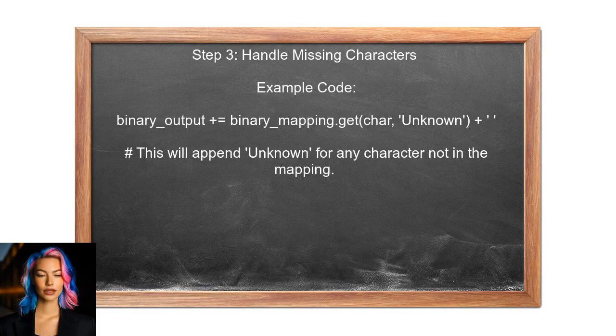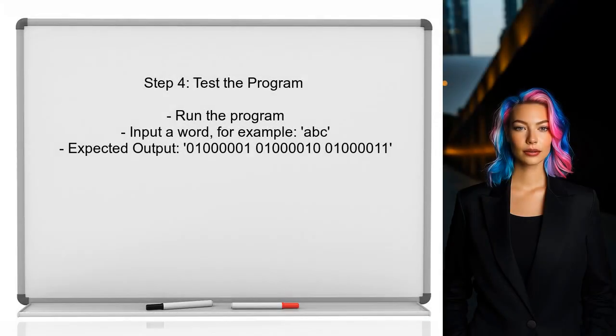Now, the user should ensure that the program handles characters that are not in the dictionary. This can be done by providing a default value when looking up characters. Finally, the user can run the program to test it. They should enter a word, and the program will output the binary representation for each letter, separated by spaces.